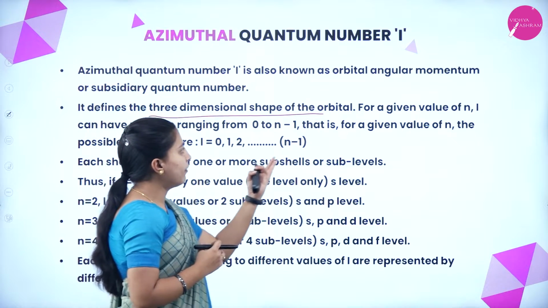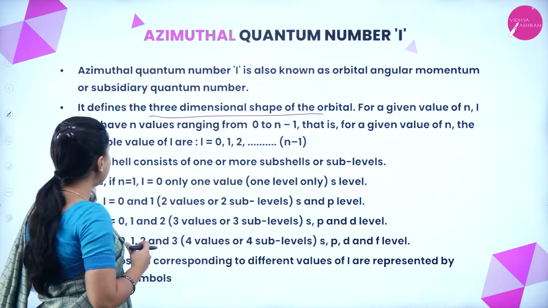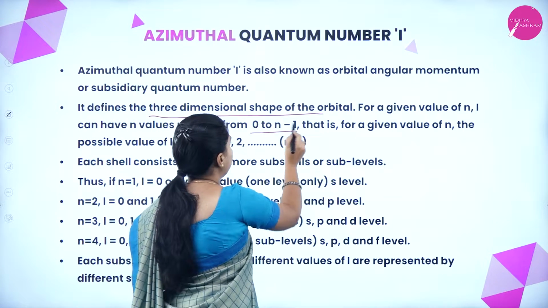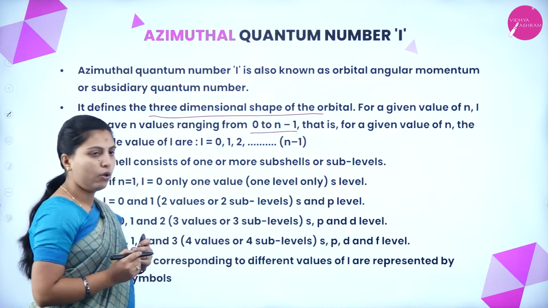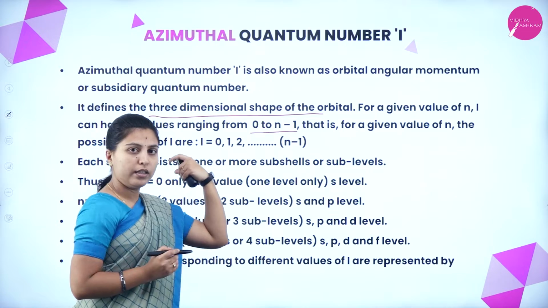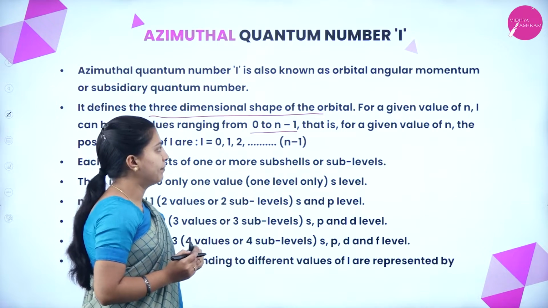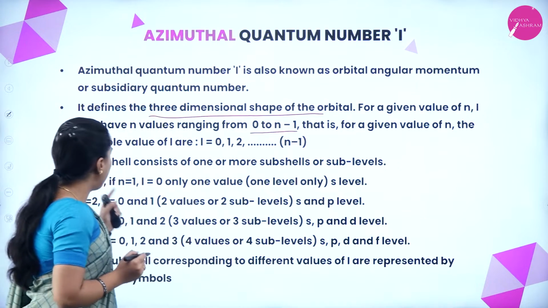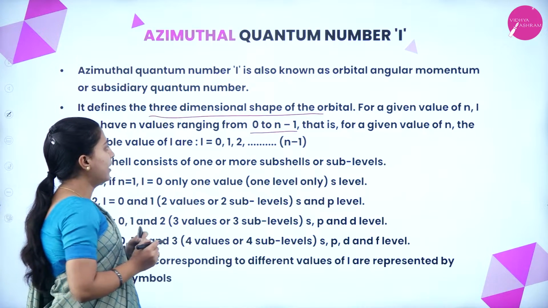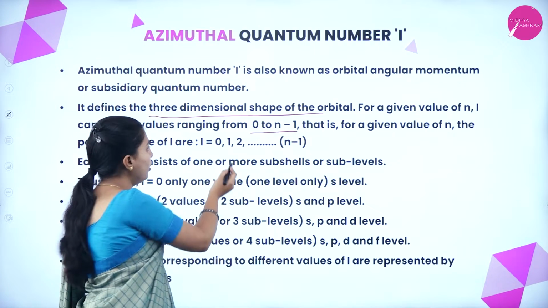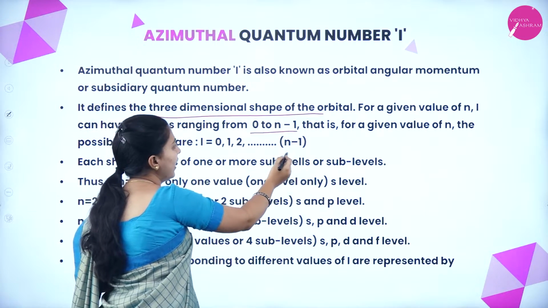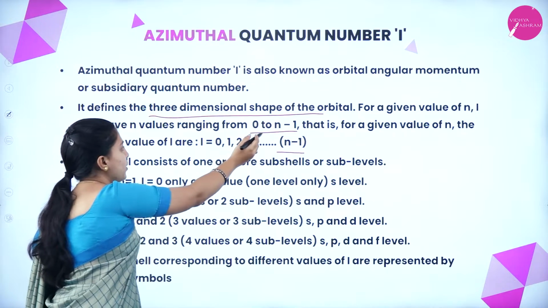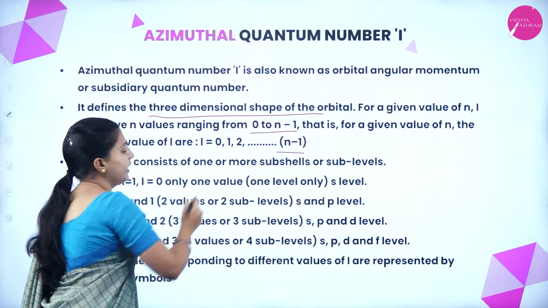For a given value of n, l can have n values ranging from 0 to n minus 1. This is the range already predicted for the n value. That is, for a given value of n, the possible values of l are 0, 1, 2, 3, and so on. The end will be n minus 1. 0 to n minus 1. This is the range we have explained here.